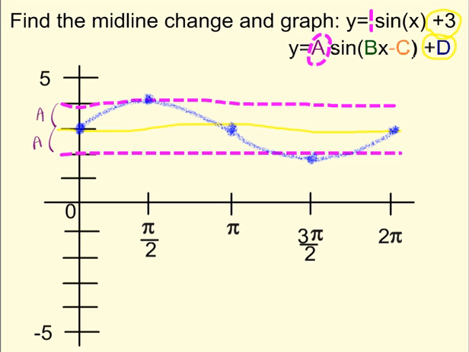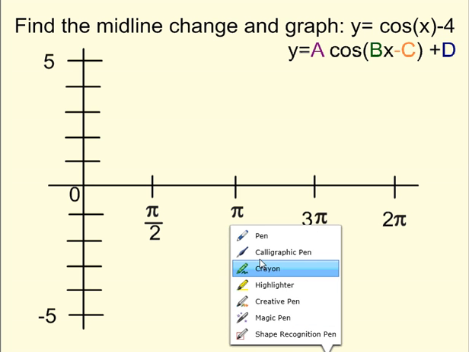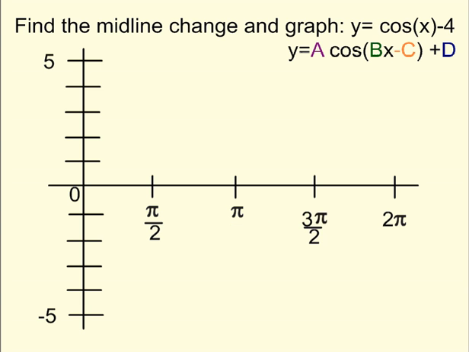And there we've drawn our sine function. Now that we've drawn a sine function, let's go ahead and look at a cosine function. Again, we want to look at our midline first. So identify your midline. Our d value is where our midline comes from. D was equal to -4.